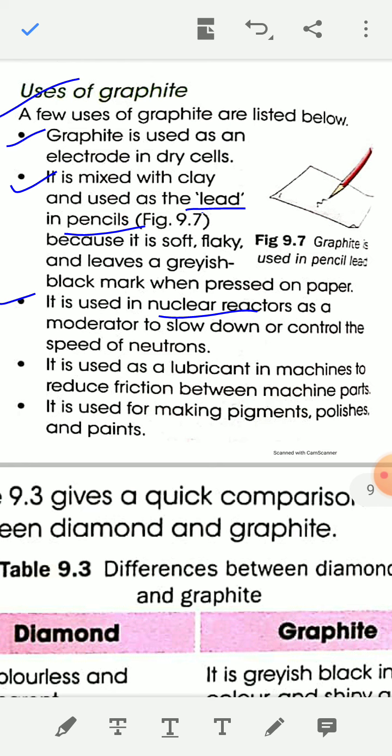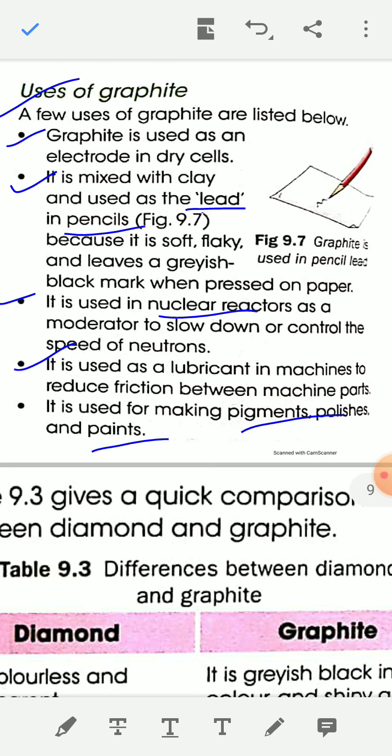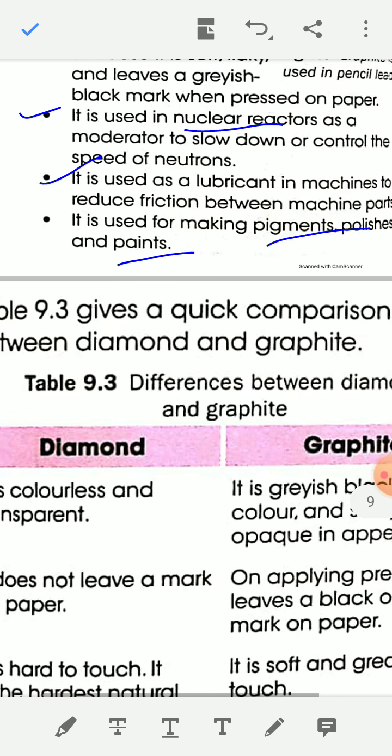and it is used as lubricant in machines to reduce friction between the machine parts, and it is used for making pigments, polishes and paints. Okay, these are some important uses of graphite.